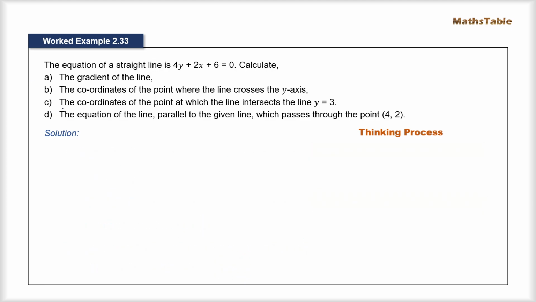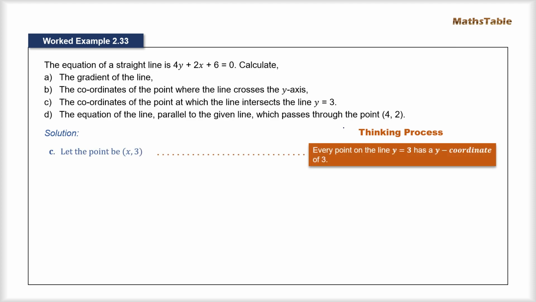In the third part, we are required to find out the coordinates of the point at which the line intersects the line y is equal to 3. Now, on the line y is equal to 3, every point has a y coordinate of 3. So if this line is meeting the line y is equal to 3 at any point, then that point will definitely have a y coordinate of 3. So we just need to find out the x coordinate of this point. So substituting the value of y is equal to 3 into the original equation and rearranging it, we finally get x equal to -9. So in this way, the coordinates of this point are -9, 3.